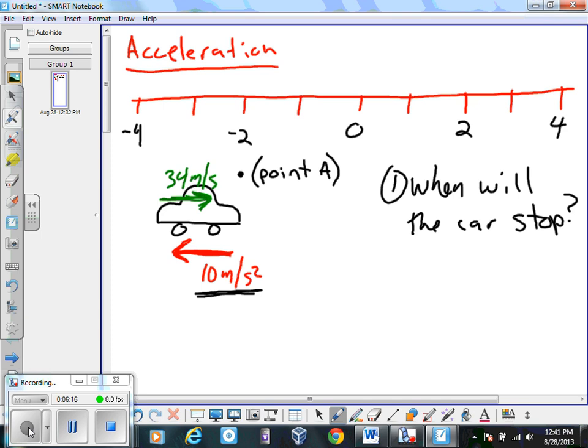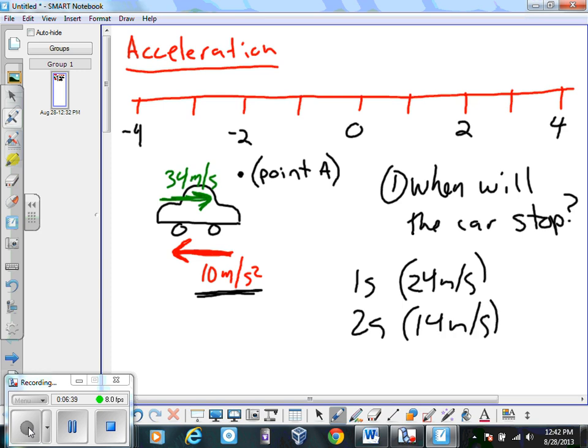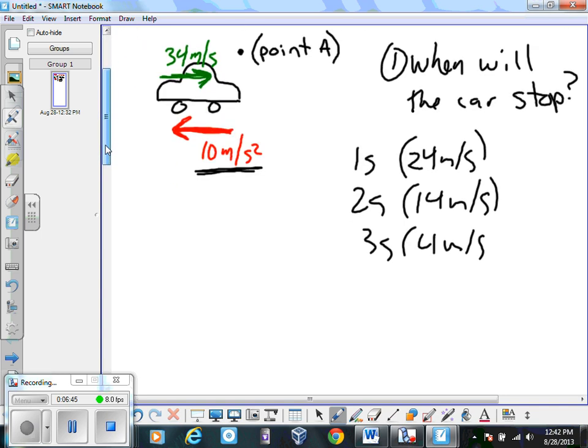34 meters per second. Well, if I change my velocity in the opposite direction by 10 meters per second every second, after 1 second, the car is going to be at 24 meters per second, right? After 2 seconds, it's going to be 14 meters per second. After 3 seconds, it's going to be 4 meters per second. Well, that's still not a stop. We're getting closer and closer, right?